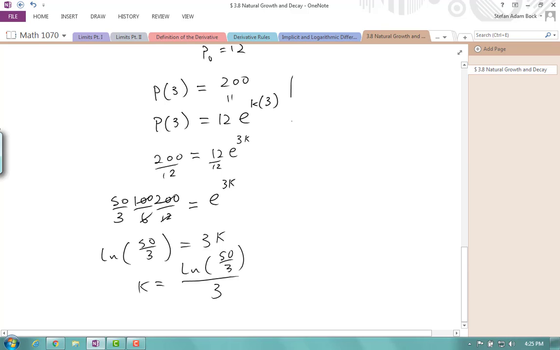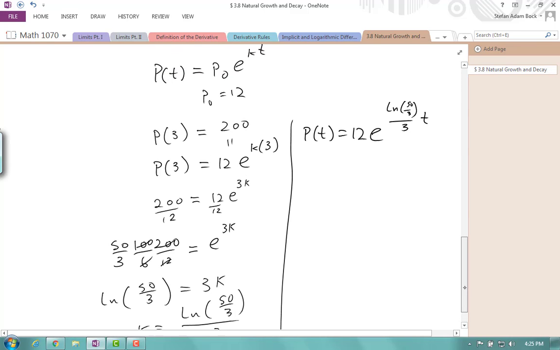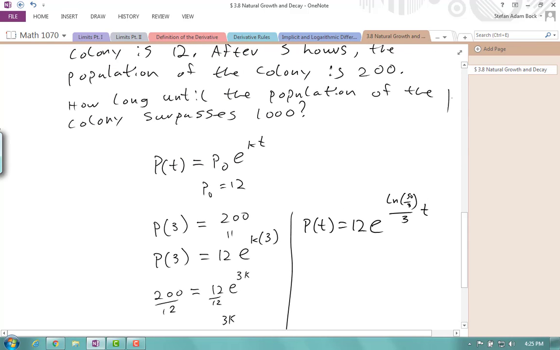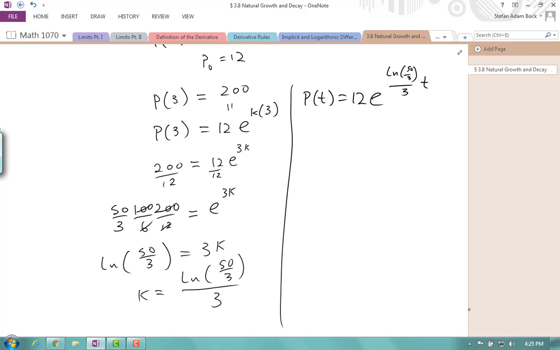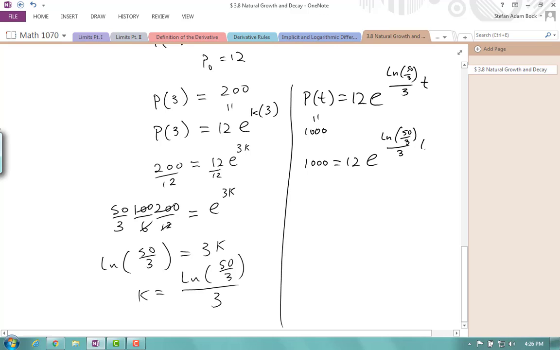So what I'm going to do is rewrite my function now that I know what my k is, and then try to address my problem. The question posed is how long until the population of the colony surpasses 1,000. So I'm just going to find out how long it takes to get to 1,000. So I'll have 1,000 equals 12 e to the natural log of 50 divided by 3 over 3 times t.